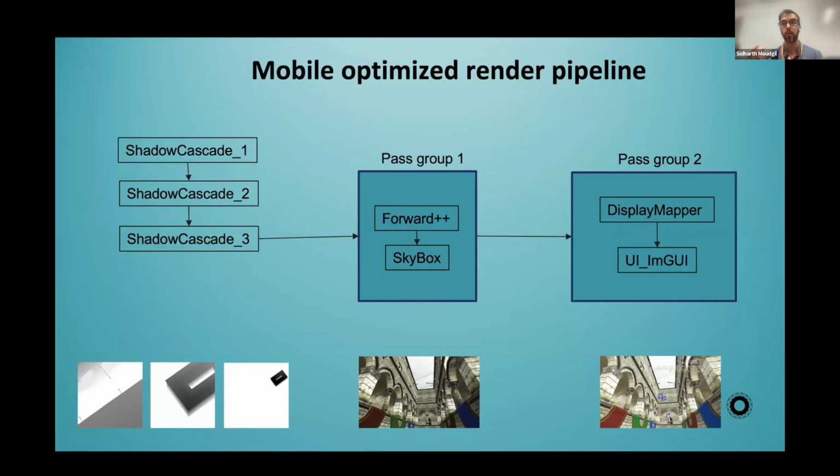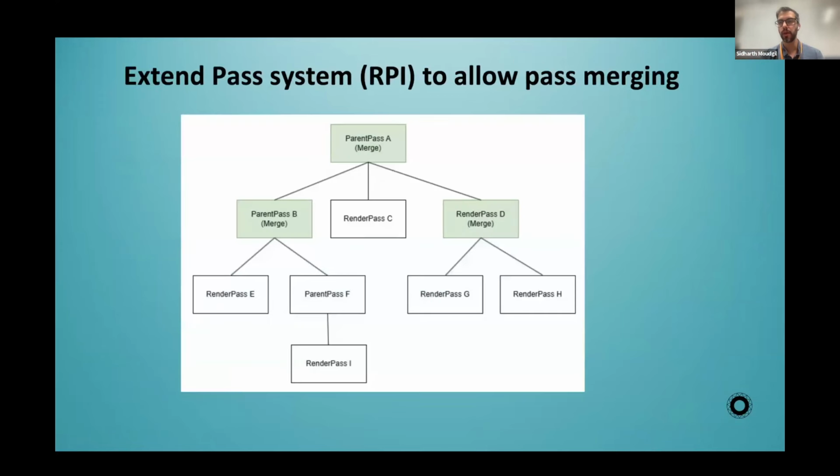And if you merge, you save all the cost associated with bandwidth movement for downstream passes. So how do we add support for that? We extended the RPI pass system, where you can now tag a pass as mergeable, and then RPI under the hood will automatically try to figure out the criteria associated with it, and if it can merge, it will merge. So in this case, if all the children passes, so pass E, I, C, G, and H, can merge, it will all become one big pass group.